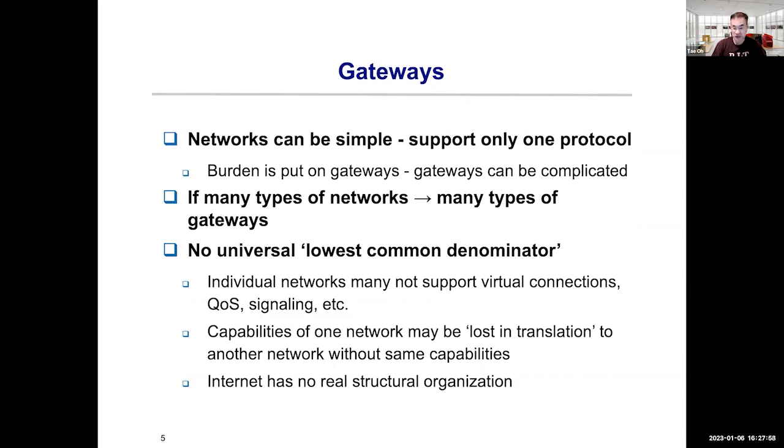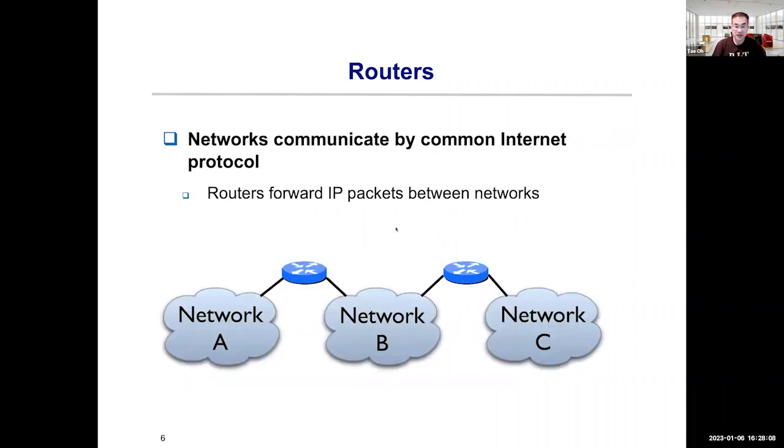The internet has no real structural organization, as you can see, because everybody is operating independently. So another way is that everybody uses a common internet protocol, IP. It doesn't matter how you configure network A in Korea, the United States, or Europe or France. There needs to be a common protocol being able to communicate between the different networks.